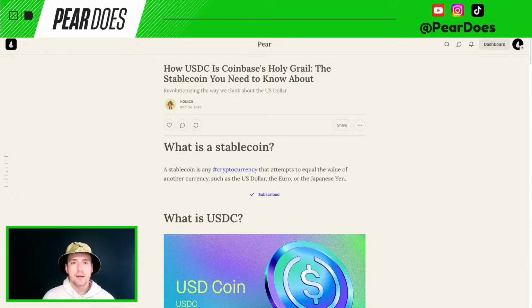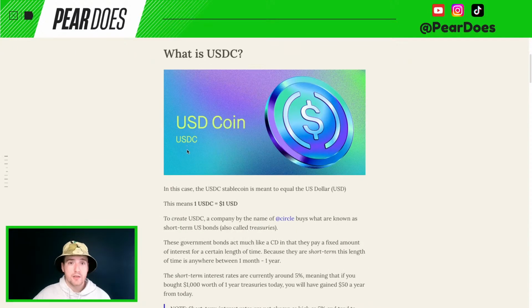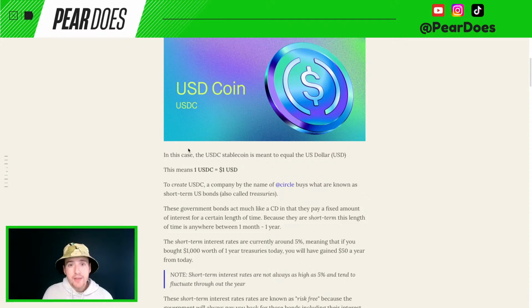Before diving in, very important for us to refresh and go back over what is a stablecoin. A stablecoin is any cryptocurrency that attempts to equal the value of another fiat currency. In this instance, we're going to use the US dollar. So USDC, USDT, they are all stablecoins of the US dollar, but there are also stablecoins that are one-to-one with the euro, the yen, and so forth. So what is USDC? The USDC stablecoin is meant to equal the US dollar. This means one USDC token equals one US dollar. That is the entire goal.